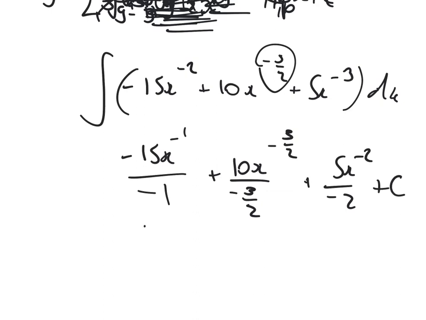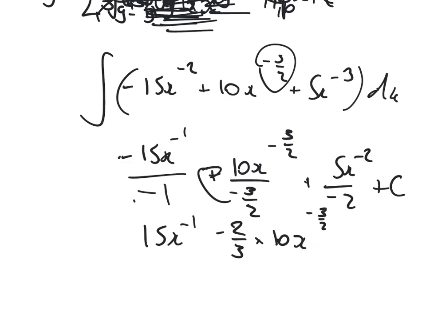Okay, so that's going to be, those two negatives cancel out, 15x to the minus 1. Bring the fraction up, flip it over, that will be minus 2/3 of 10x to the minus 3 over 2 minus 5 over 2x to the minus 2 plus c.